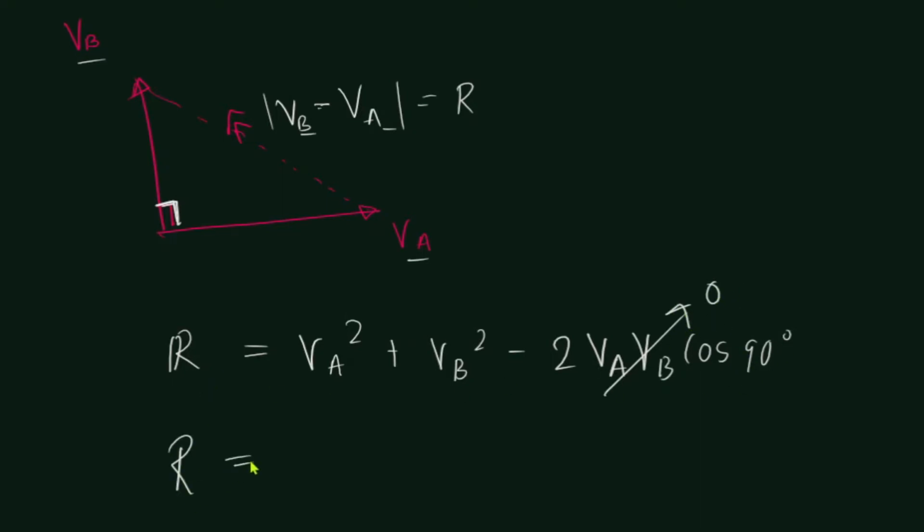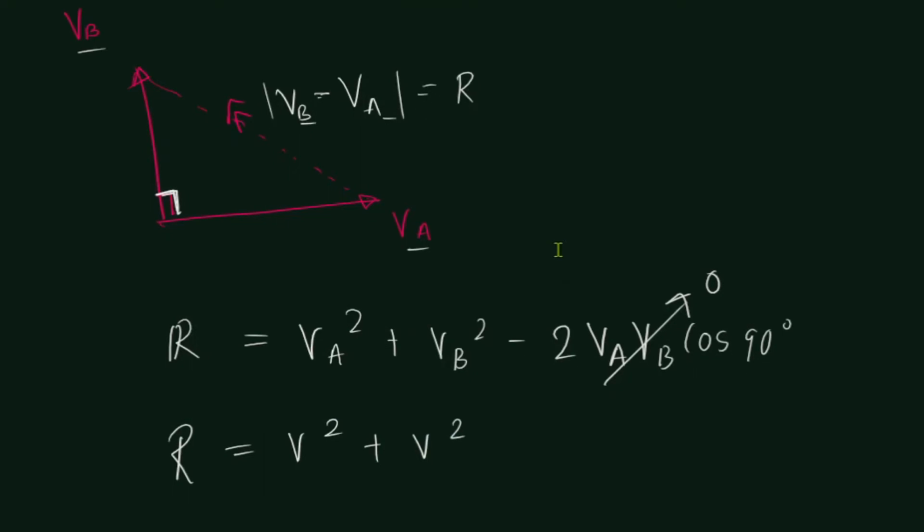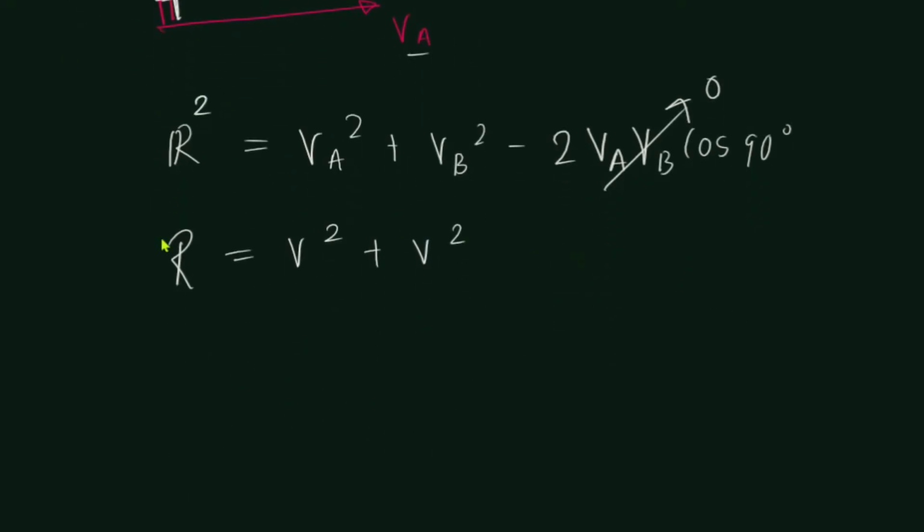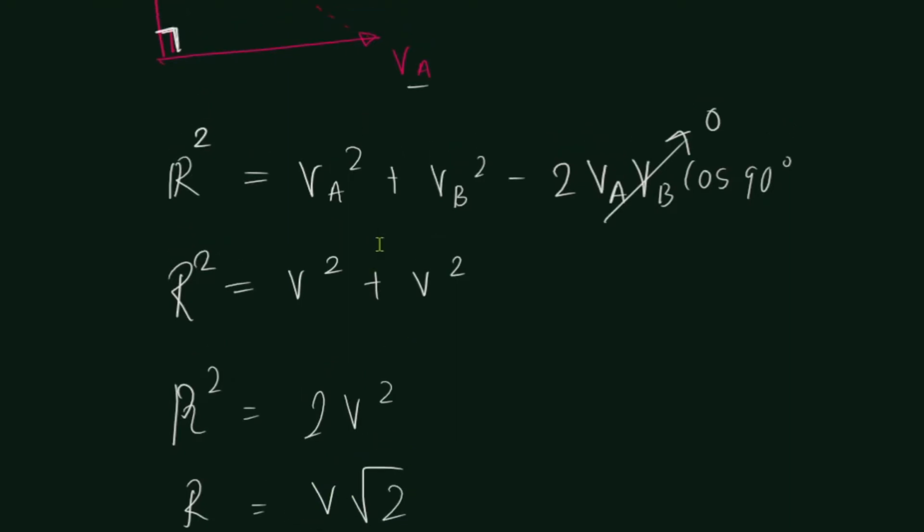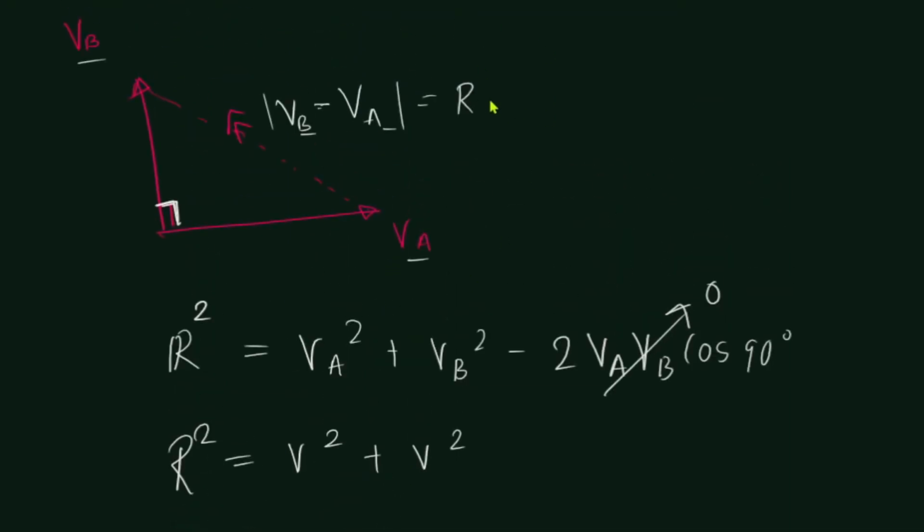So the magnitude of the change in velocity between them, VB minus VA, can be obtained by the squares. What is the magnitude of VA? That is V squared. This is also V squared. I forgot to mention the square. So R squared is equal to 2V squared, so R is equal to V root 2. This is the change in velocity.